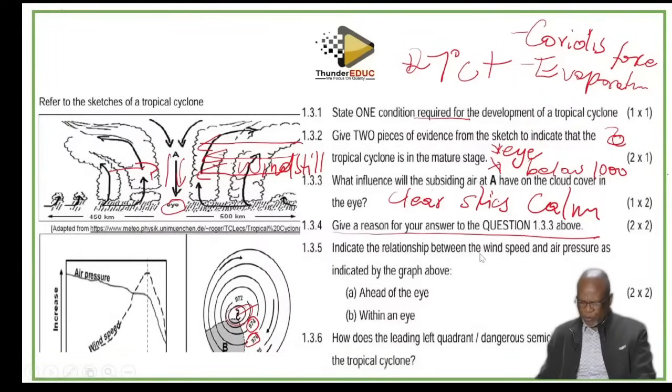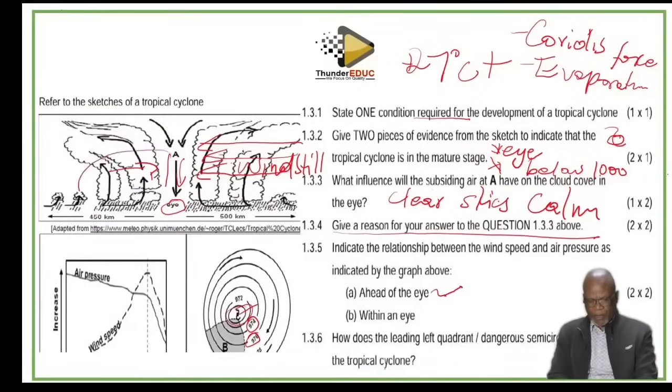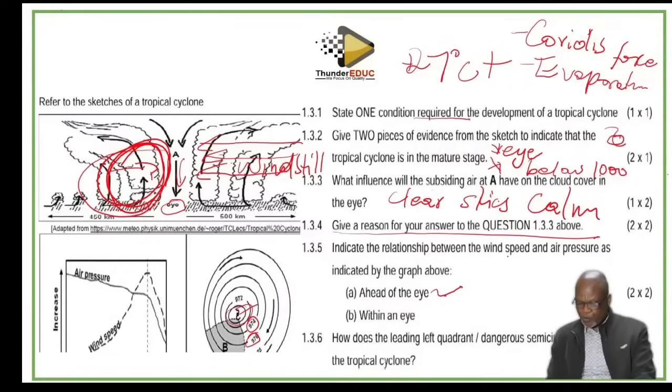Now, indicate the relationship between the wind speed and air pressure as indicated by the graph above. This is our graph, and this point over here will be at the eye of the tropical cyclone. What are we looking at here? We're looking ahead of the eye, before the eye comes. So ahead of the eye, wind speed will be high and the air pressure will be low, because you can see the air is rising there.